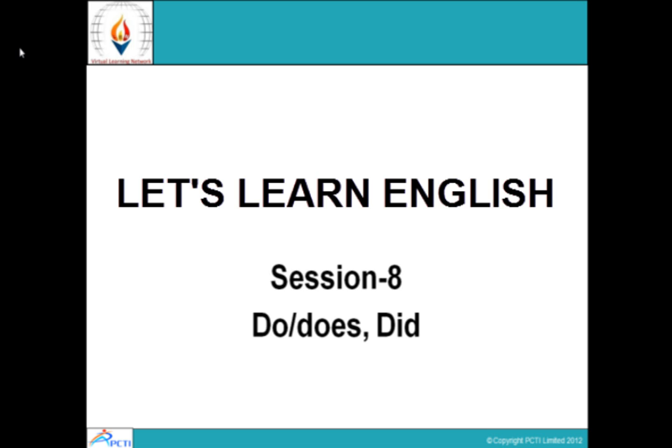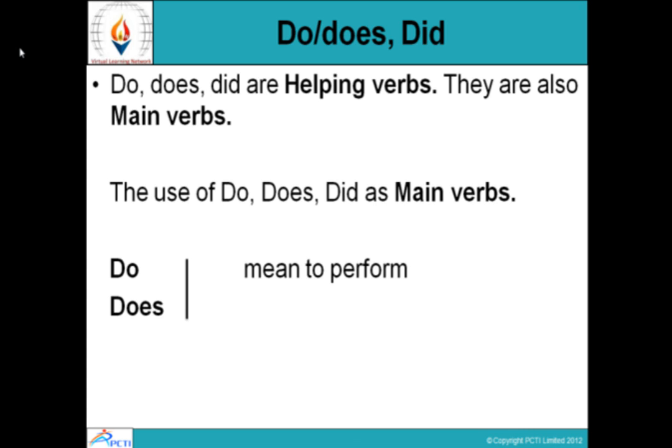Do, does, did. As we discussed earlier, verbs are of two types: helping verbs and main verbs. However, there are some words which are helping verbs and also main verbs. Do is one of them. The use of do, does, did as main verb. The use of do, does, did as helping verbs we will do in the next session.